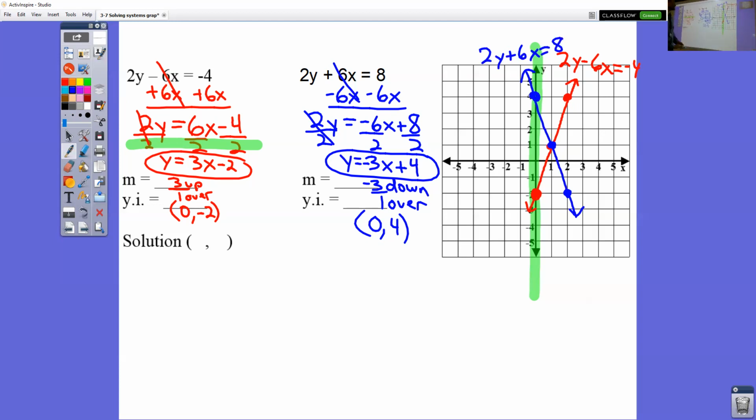Where do these two lines cross? These two lines cross right here at this purple point. That purple point is over to 1, up to 1. So 1, comma 1 is my solution.